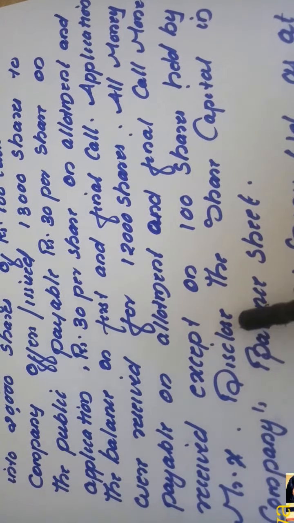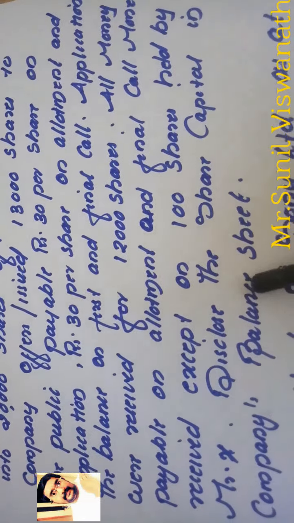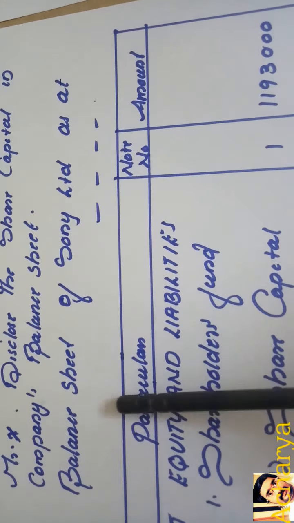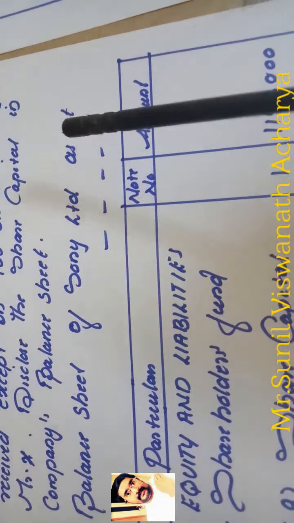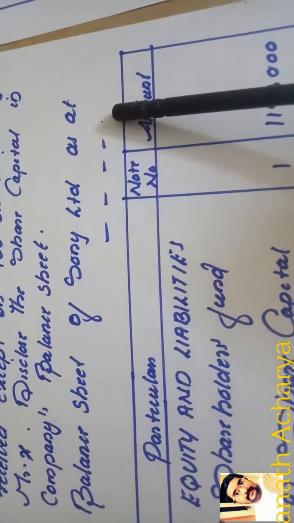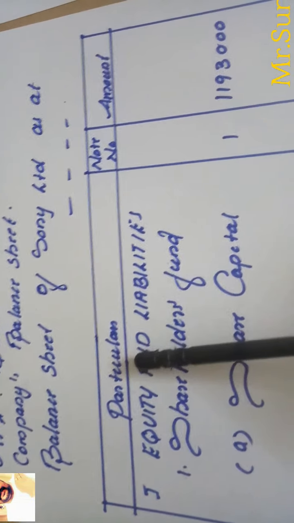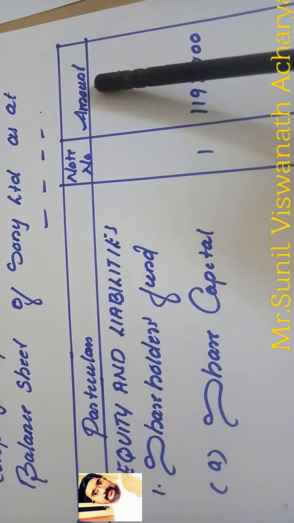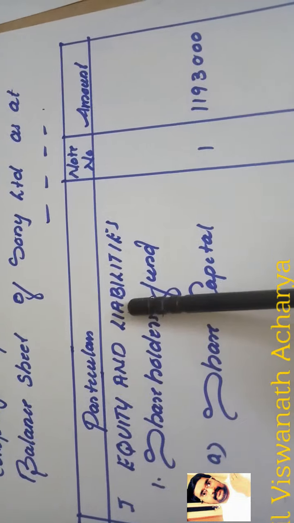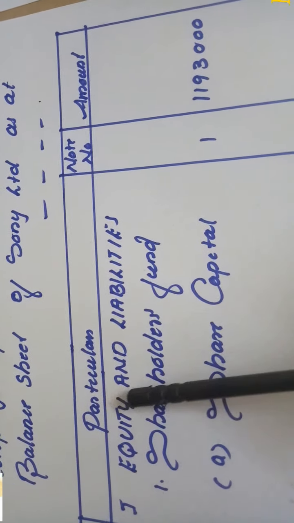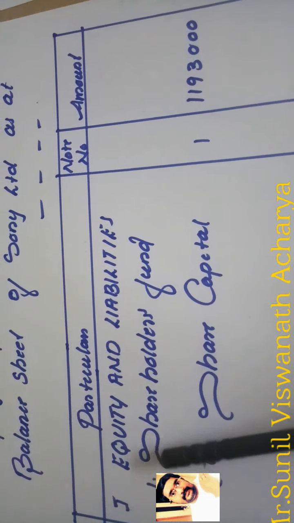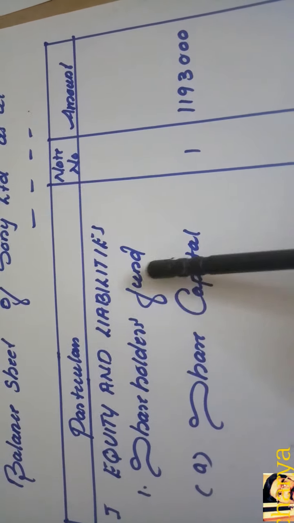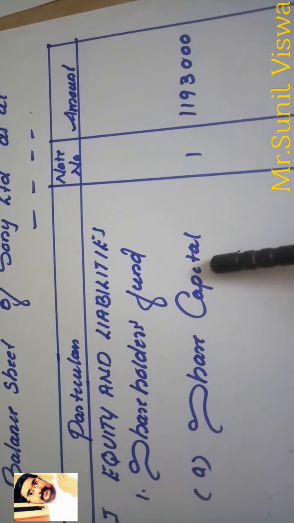In this question, we have to disclose the share capital in the company's balance sheet. We already said that when making a company's balance sheet, we write the balance sheet of Sony Limited Company, and as the date is not given, we can write a dash. The balance sheet format has particulars, note number, amount. Share capital will come on the liabilities side. So Roman numeral 1, equity and liabilities, first we write. Then under it, shareholders' fund. Under shareholders' fund only share capital is coming.